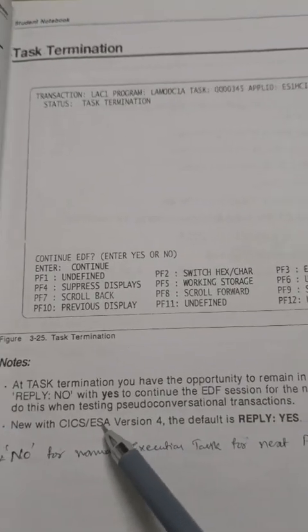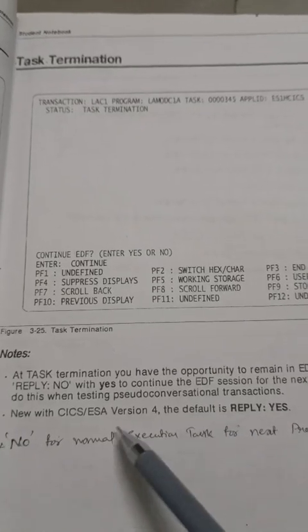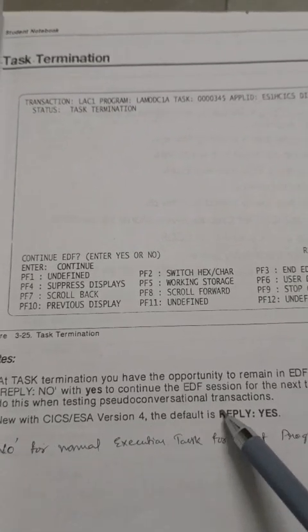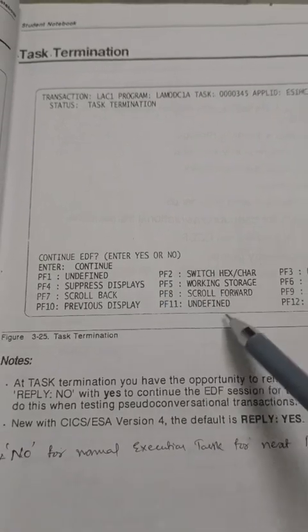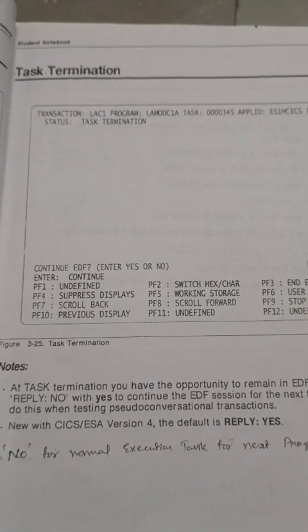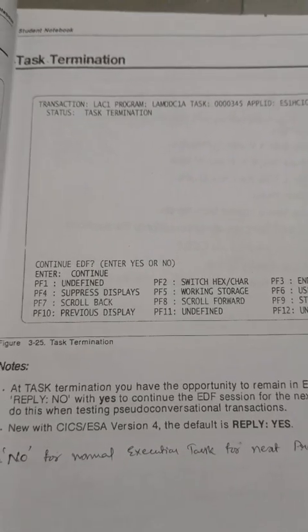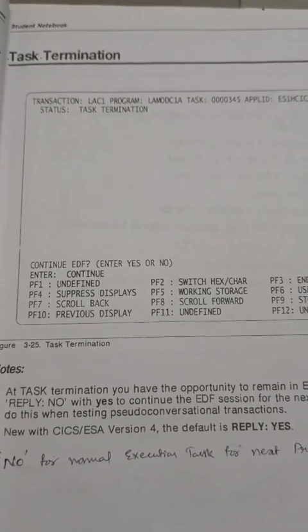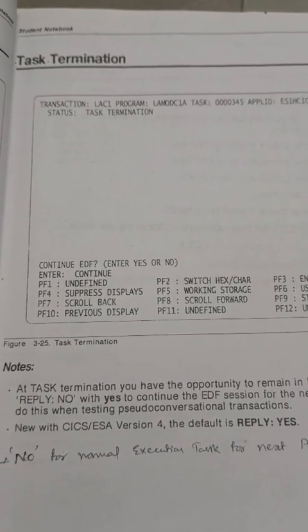You need to do this whenever you are testing a pseudo conversational task. New to CICS: replying yes means it will continue the EDF screens, and no means a normal execution of the task for the next program. If you want to terminate this EDF screen, no means it will come out of the screen. Again it will start for the new program. If you press F, it will continue the same program.